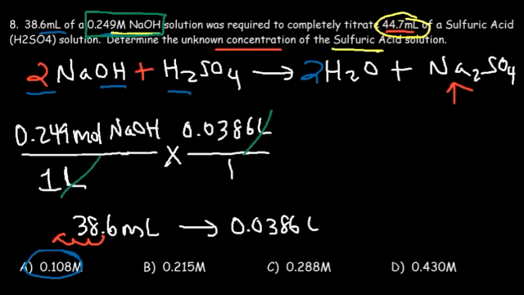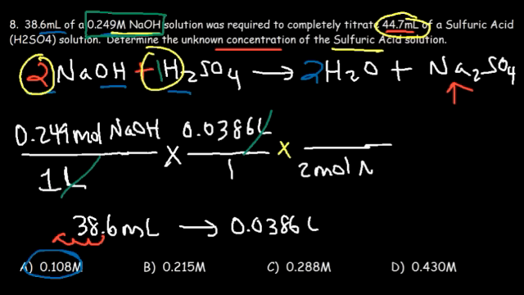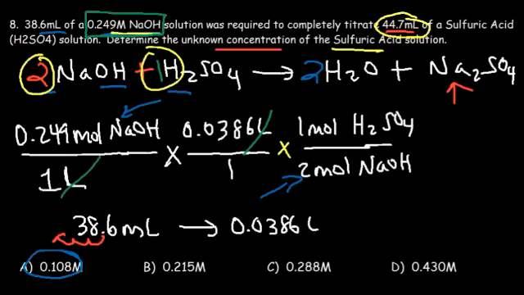Now we want to change from NaOH to H2SO4. Whenever you want to change from one substance to another, you need to use the molar ratio of the balanced reaction, which is a 2-to-1 ratio. So what this means is that for every 2 moles of NaOH that reacts, 1 mole of H2SO4 reacts with it. So because we have NaOH on the top, in the top left, we need it in the bottom right, so that these 2 units will cancel.